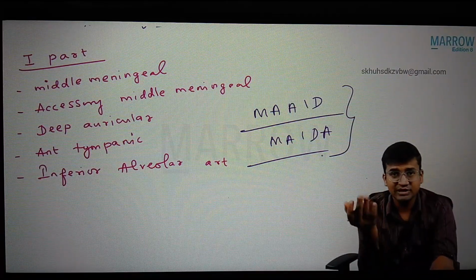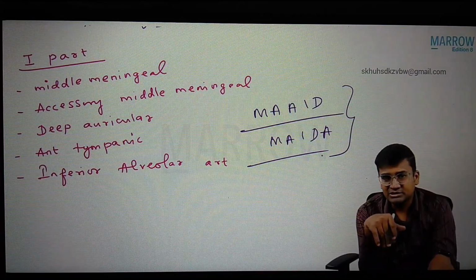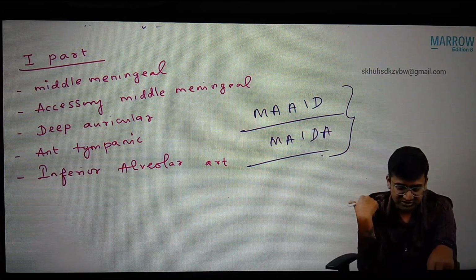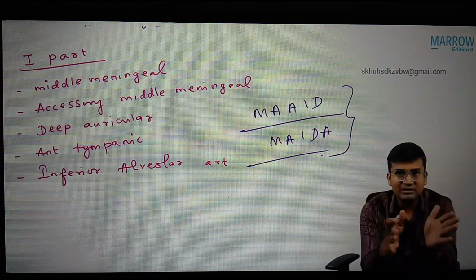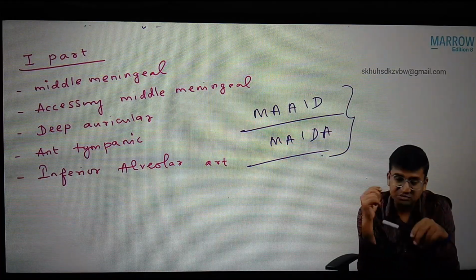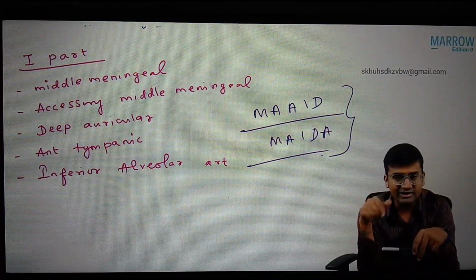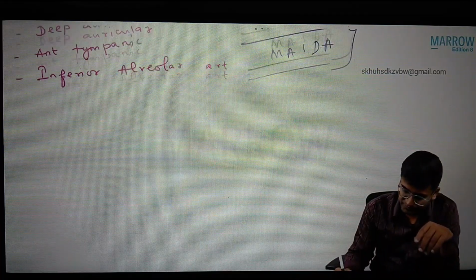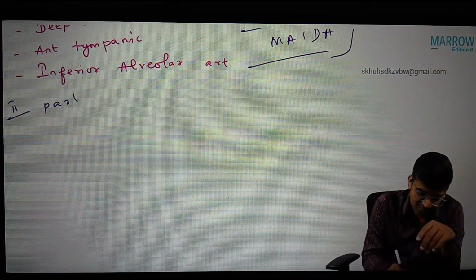In the exam, they will ask you specifically, for example, all the following are branches from the third part except which of the following is a branch from the first part. So you have to remember the branches from the first part, second part, and third part. For the first part, the mnemonic is MAAID or MAIDA, maida.